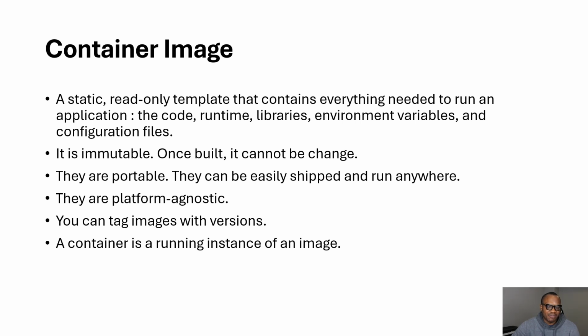Container images are platform agnostic. As long as the host system has a container runtime, like Docker or containerd, the image can be run anywhere, making deployment across different environments smooth and reliable. And since container images are immutable, they serve as version control artifacts. You can tag images with versions and send them to an image repository, like a public repository such as Docker Hub, making it easy to roll back to a previous version if something goes wrong. When you run an image, you get a container, an isolated running instance of that image.